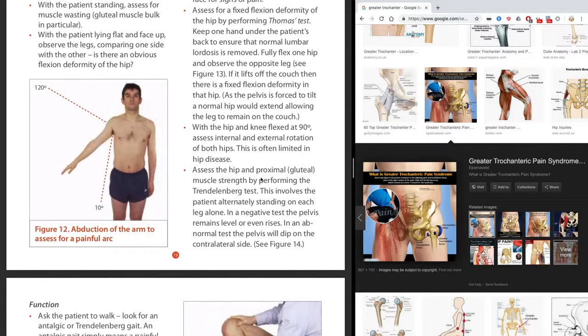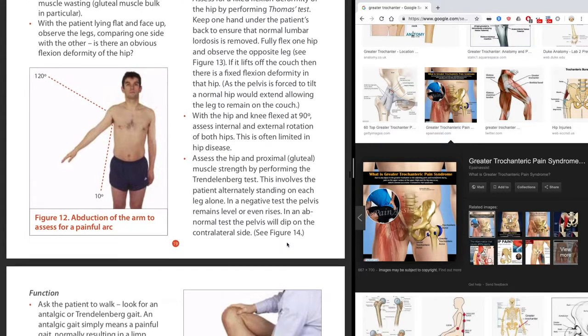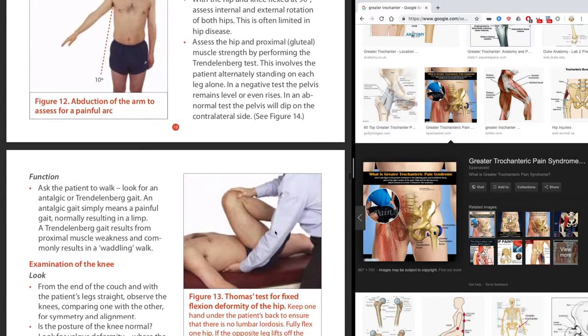Assess the hip and proximal gluteal muscle strength by performing the Trendelenburg test. This involves the patient alternately standing on each leg alone. In the negative test, the pelvis remains level or even rises. In an abnormal test, the pelvis will dip on the contralateral side. Right.